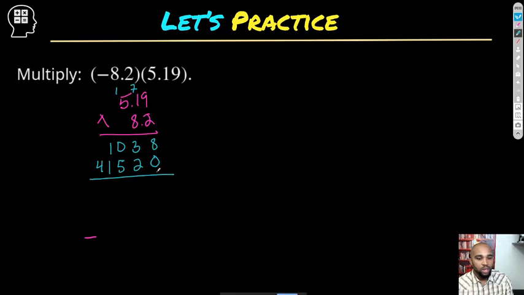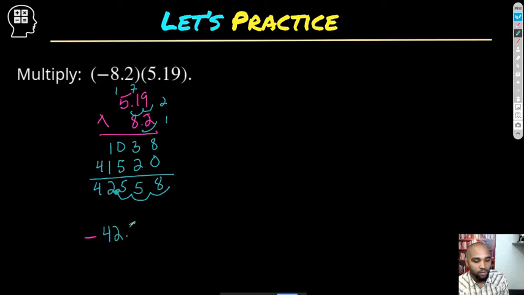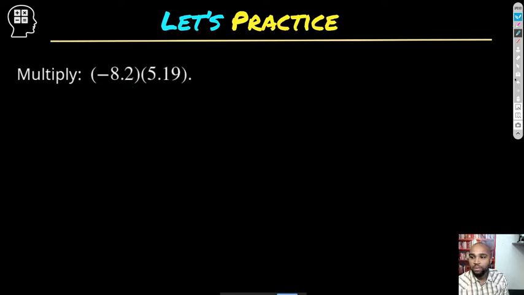What does that give us? 8 and 0 is 8, 5, 5, 2, 4. Where does the decimal go? Do you remember how to find it? So I'm hoping you say we're going to count. There's 2 there, and there's 1 here. So there's a total of 3 spaces. So I need to start at the back and go 1, 2, 3. So I know my final answer is going to be negative, because remember it was supposed to be negative. 42.558. And there you go. That's how you do it.